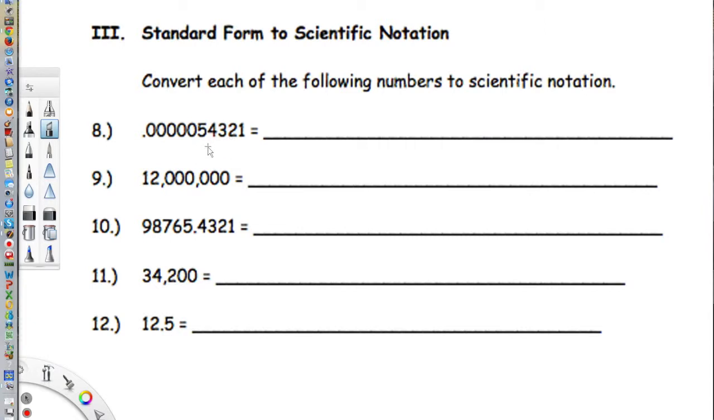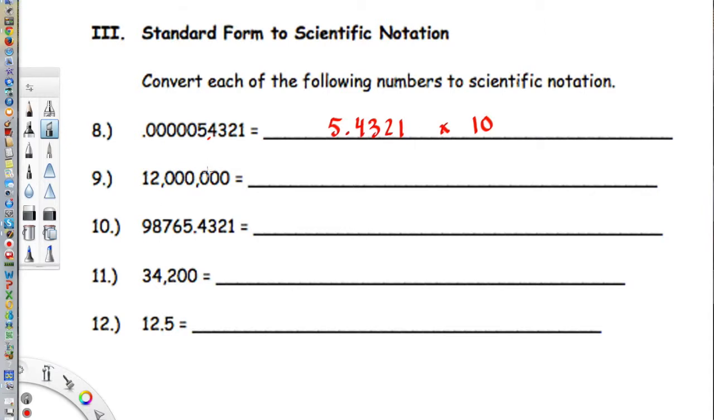I have to make a number that's between 1 and 10, greater than or equal to 1 but less than 10. So I would have to move my decimal point between the 5 and the 4. So that would be 5.4321. And then I'd have to multiply it by a base 10 number.